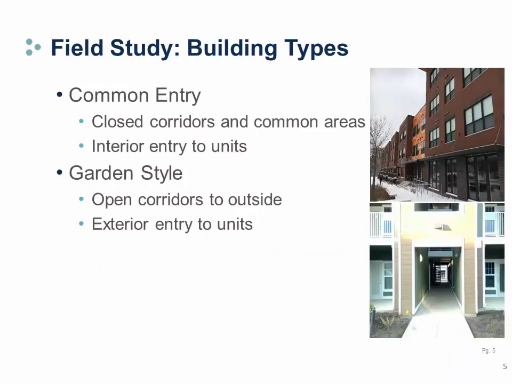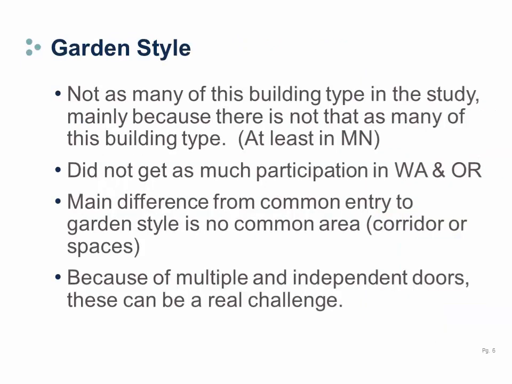One of the goals of the study was to compare air leakage across building types. For this study, those types were common entry and garden style. The characteristics of a common entry are closed corridors and common areas, and access to the units is from interior hallways. Garden style, on the other hand, has open corridors, and access to each unit is directly from outside. Unfortunately, we were only able to test a handful of garden-style buildings, and therefore there wasn't really enough information to make a decent comparison between the two building styles. The reason for this is because it's just not as common of a building type, at least in Minnesota, and we didn't get as much participation in Washington and Oregon where this building type is more prevalent.